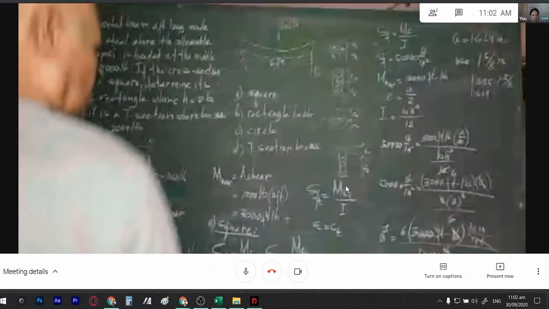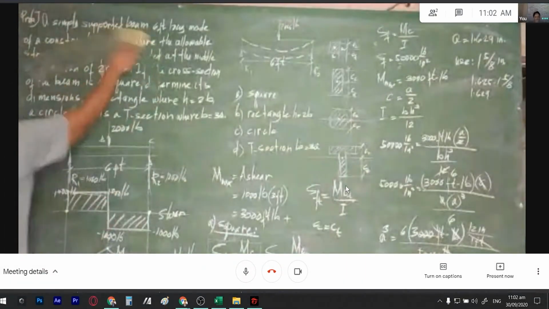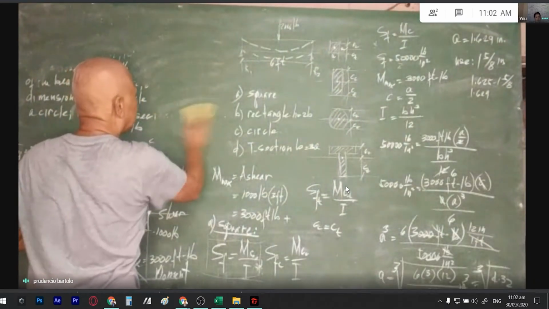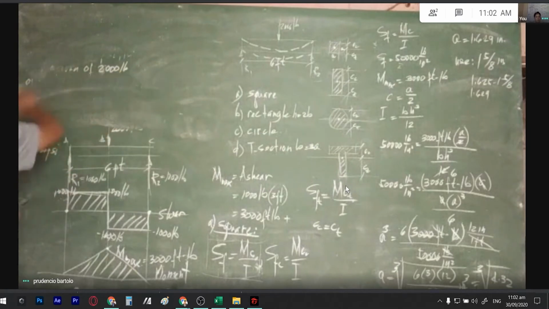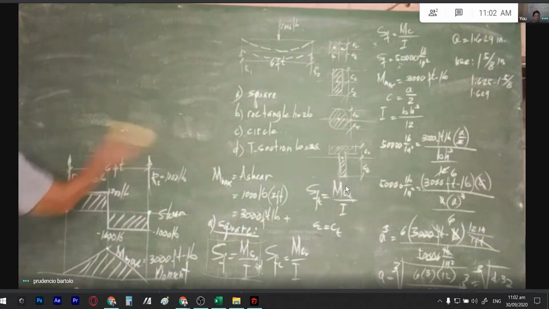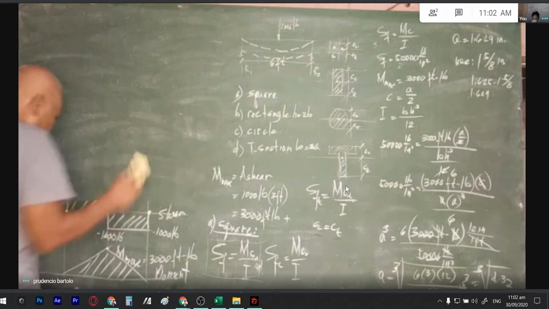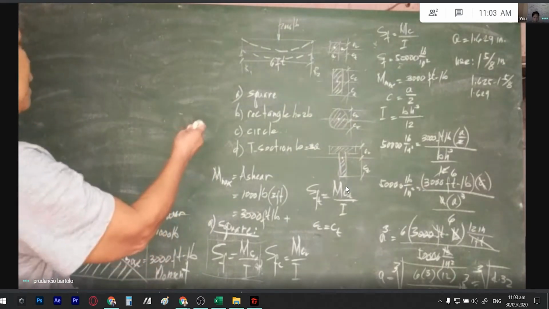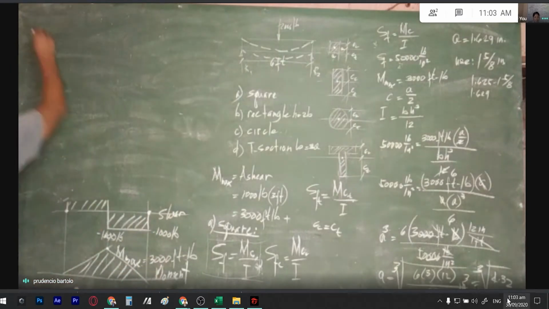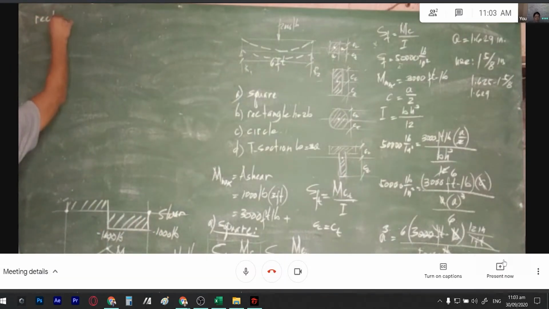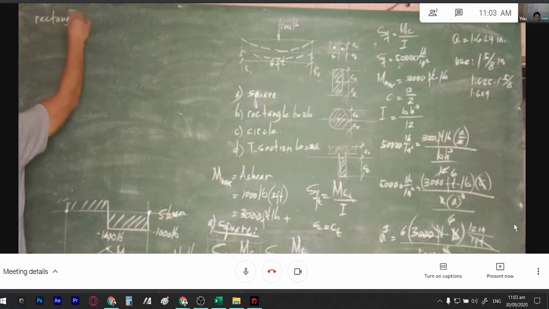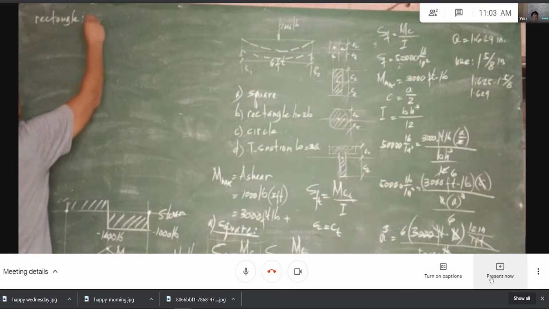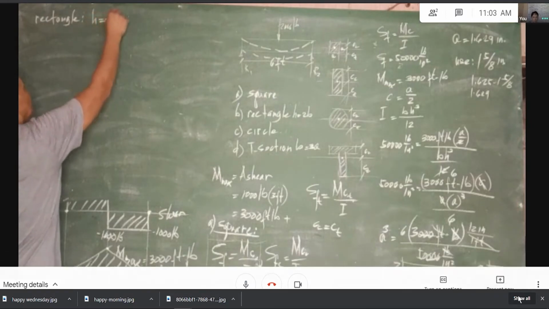That is for the dimension of a cross section which is a square. Now for letter B, it is a rectangle. The cross section is a rectangle where we have a condition h is equal to 2b.